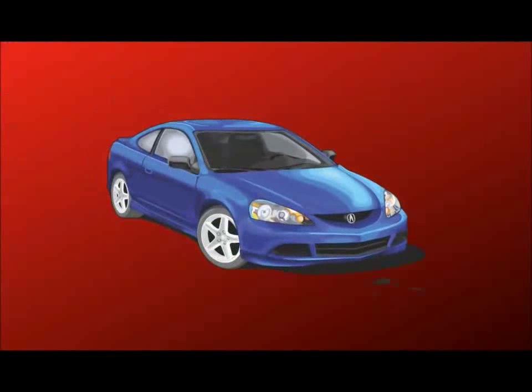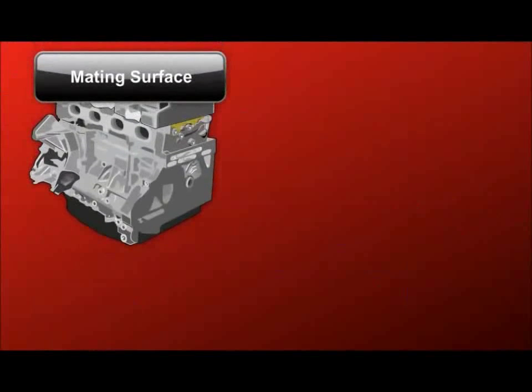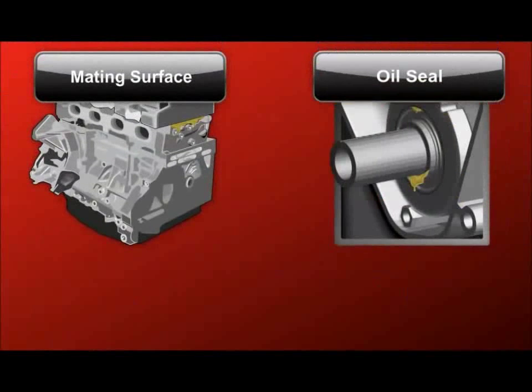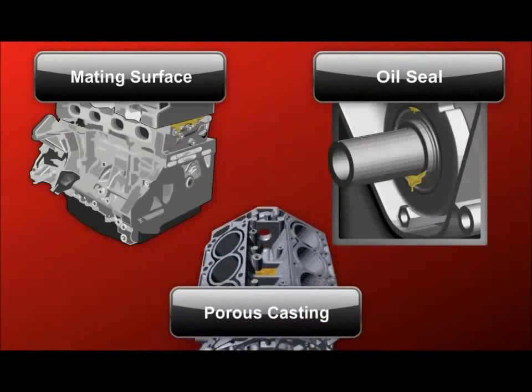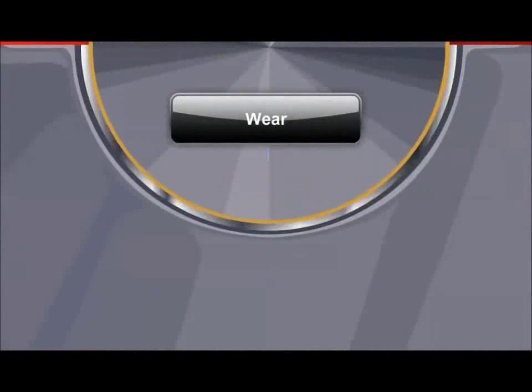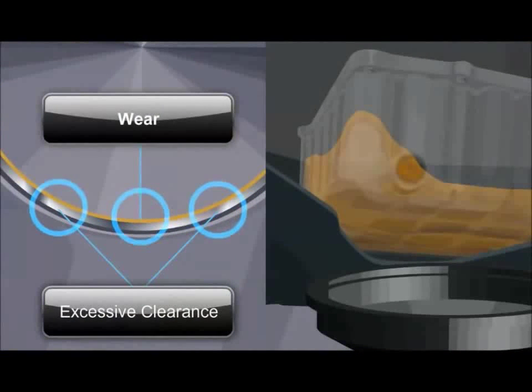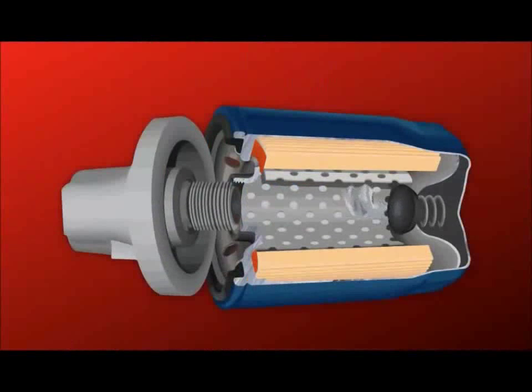Oil system faults include oil leaks and pressure problems. Oil leaks occur due to faulty mating surfaces, defective seals, and cracked or porous engine castings. Oil pressure problems include low pressure caused by wear, low pressure from low oil levels, or excessive pressure readings caused by oil system blockages.